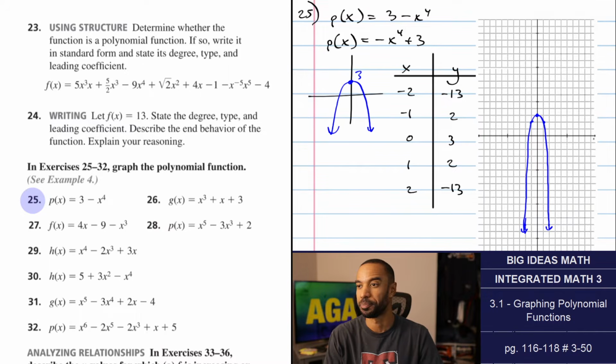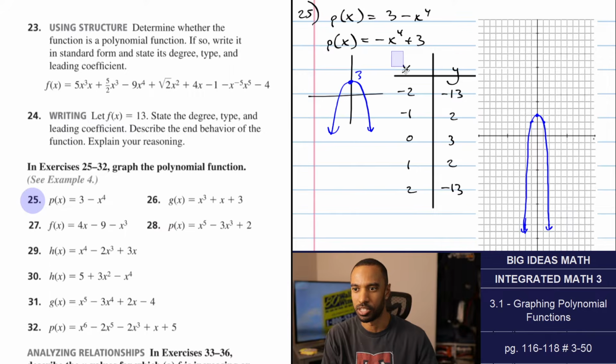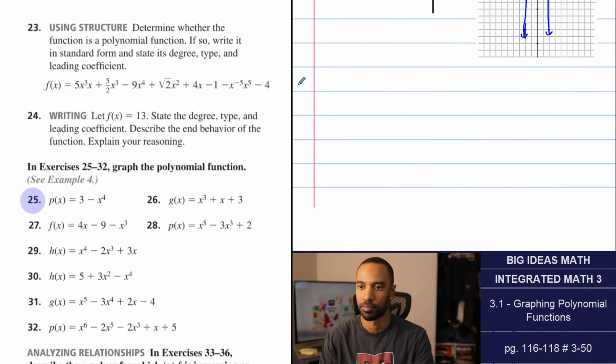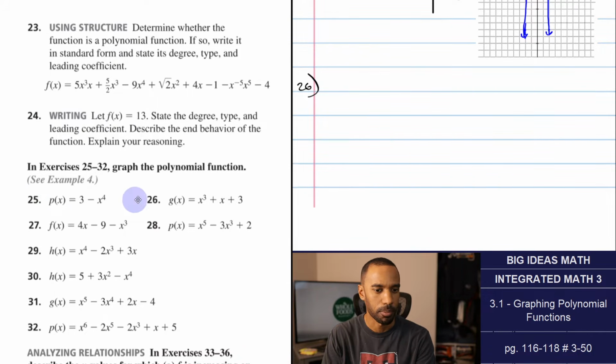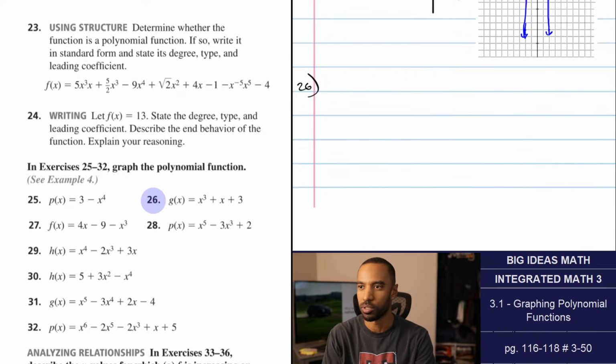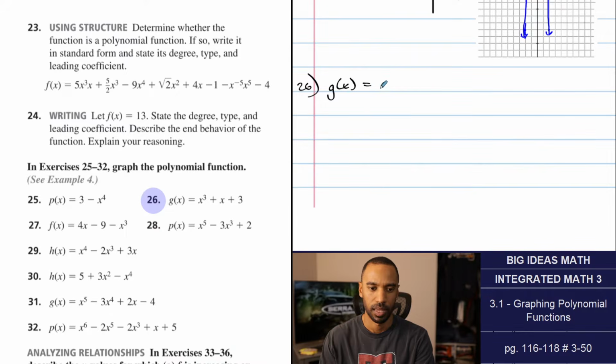They just said graph it. Everything I did leading up to it, okay. But they just did say graph it. Okay, I got to copy that again because I copied the graph last time. Number 26. F of x equals, sorry, that's 27. Number 26. G of x equals x cubed plus x plus 3.